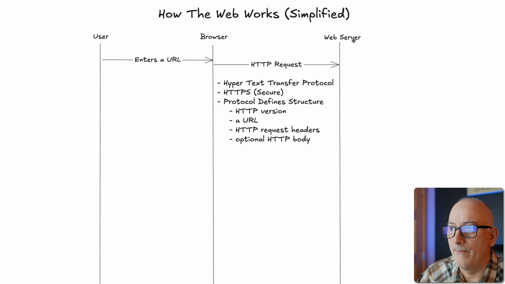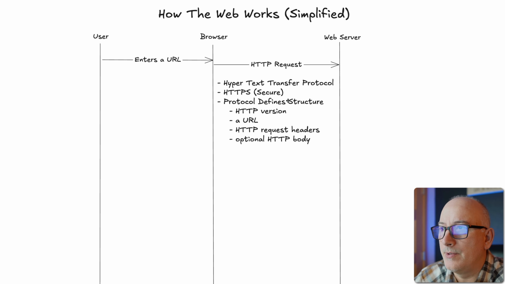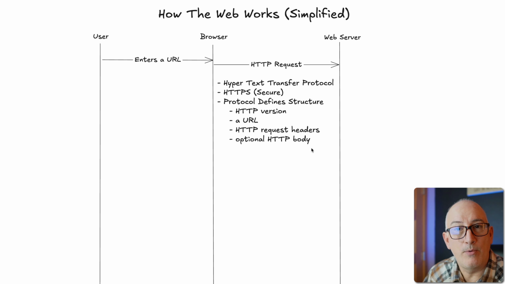Now, when it sends it, there's a packet of information going over there, and that includes things, for example, like the HTTP version that we're communicating with, the URL that was requested. There's HTTP request headers, and we'll take a look at some of those in a second. And there's optionally some HTTP body that was sent. So for example, when you submit a contact form, the information that you put in that form is sent over as part of the HTTP body usually.